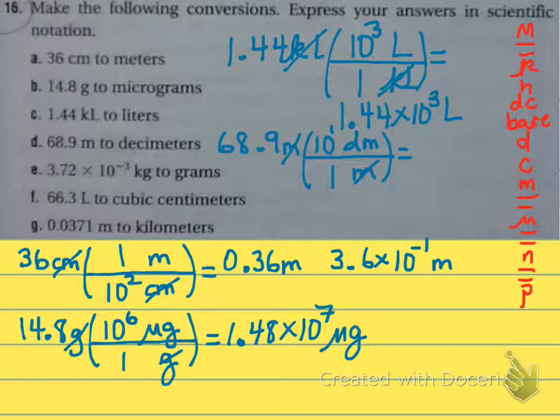Okay, so that means I have 6.89 times 10 to the 2nd decimeters. All right, letter E. We have 3.72 times 10 to the negative 3rd kilograms.